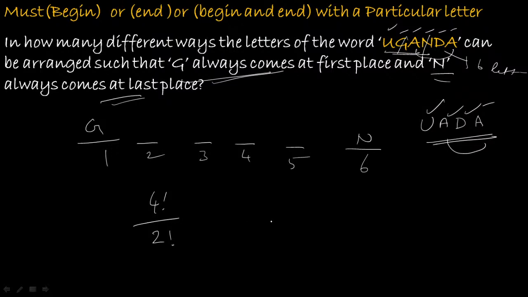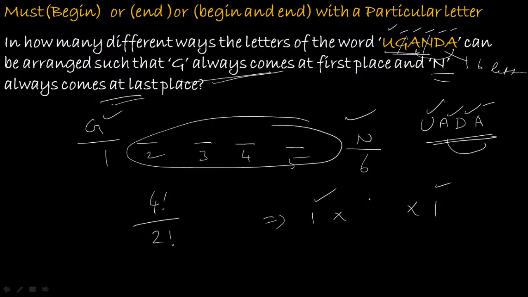So the required number of ways is equal to 1 product 1, since the first and last positions have only one choice, and in the center portion the 4 letters can be arranged among themselves in 4 factorial ways, of which the letter A repeats 2 times, so you have to take 2 factorial in the denominator. So the total number of possible arrangements here, simplifying this, you get 12 possible arrangements.